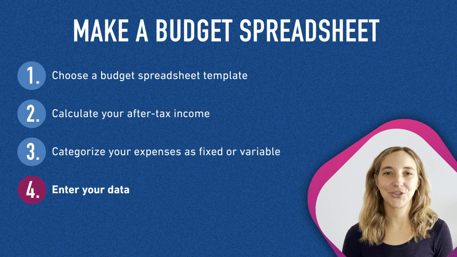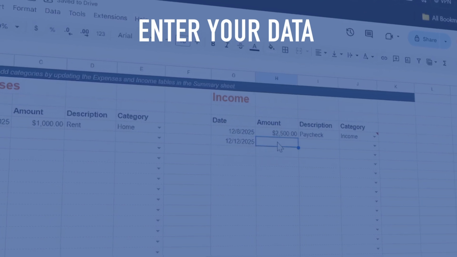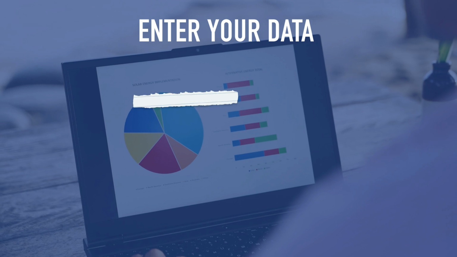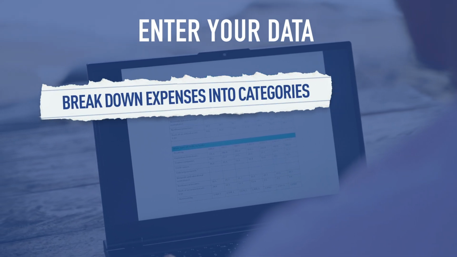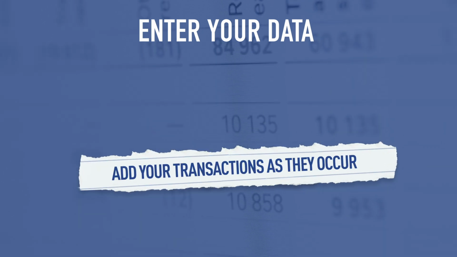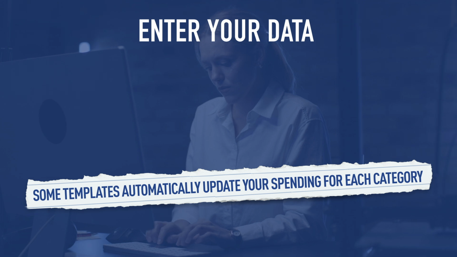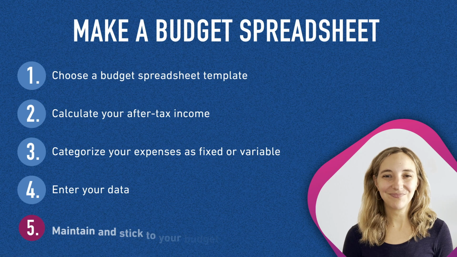Fourth, enter your data. Either in your budget spreadsheet template or in one you create, enter your income and budget goals. Make sure to break down your expenses into categories like groceries, subscriptions, or travel. Then add your transactions as they occur. Some templates will automatically update your spending for each category every time you enter a new transaction.